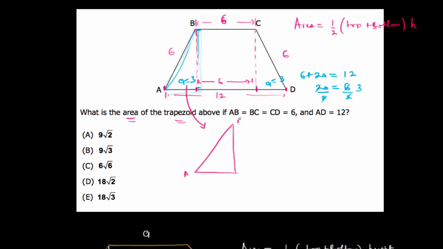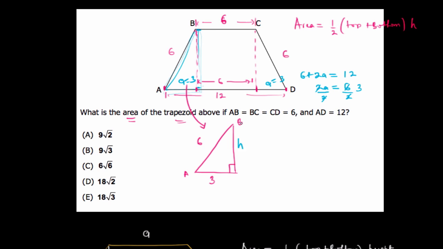This is your A, this is your B, this is 6, and this is angle 90 degrees, and then we know that from here to here is 3. So what we want to find is H. This is what we want to find. We want to find the height.